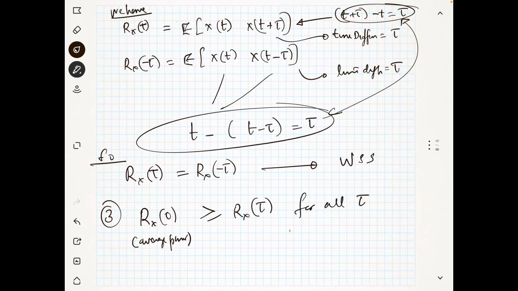Okay, that means you will be getting a graph something like this. So the maximum will be obtained only at Rx of 0. So usually the maximum will be appearing at Rx of 0. So that's the property of the autocorrelation function for the wide sense stationary process.